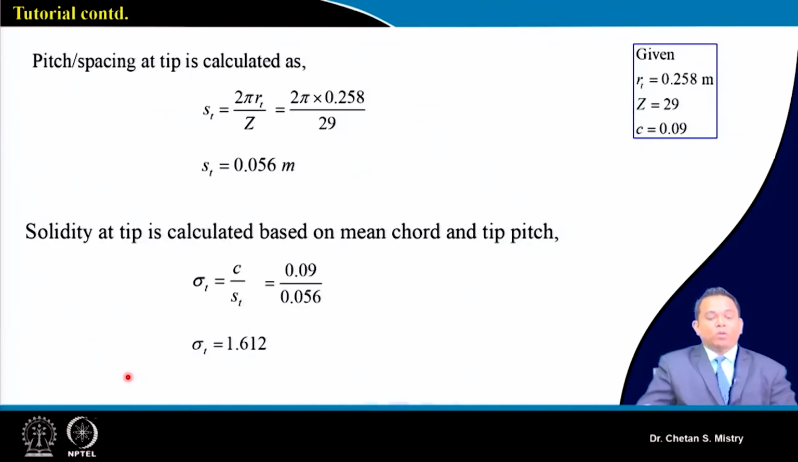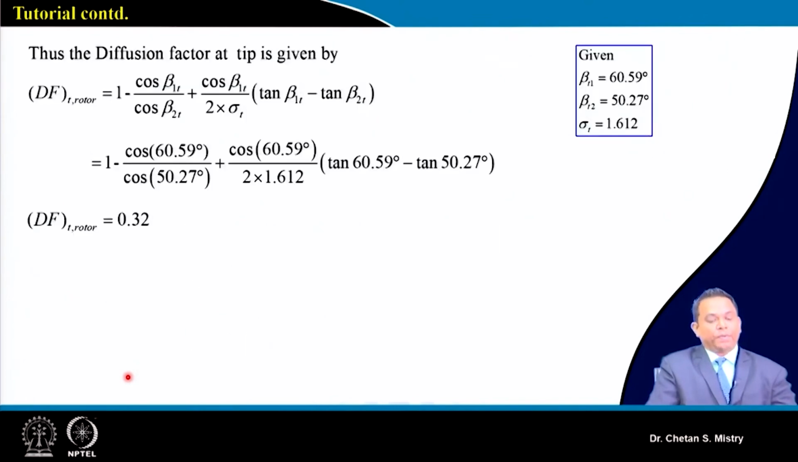Now at the tip we have already assumed the number of blades, which is 29, so we can calculate the solidity at the tip station. Here the chord, which we are assuming to be constant, is 0.09 meter, and we can calculate the solidity. This comes to 1.61. Based on that we can calculate the diffusion factor at the tip, and it comes to 0.32.